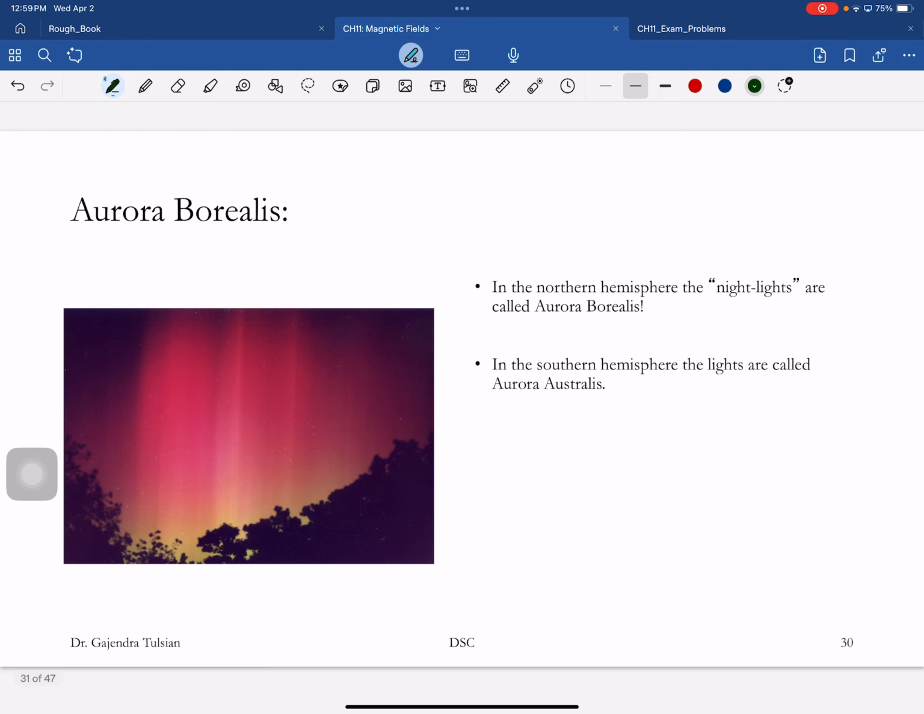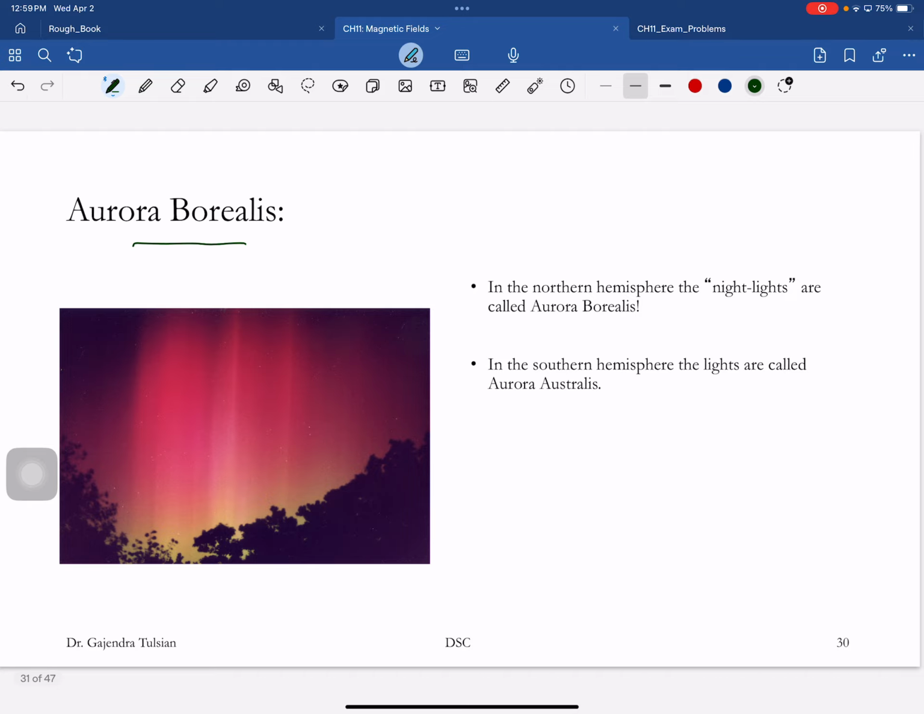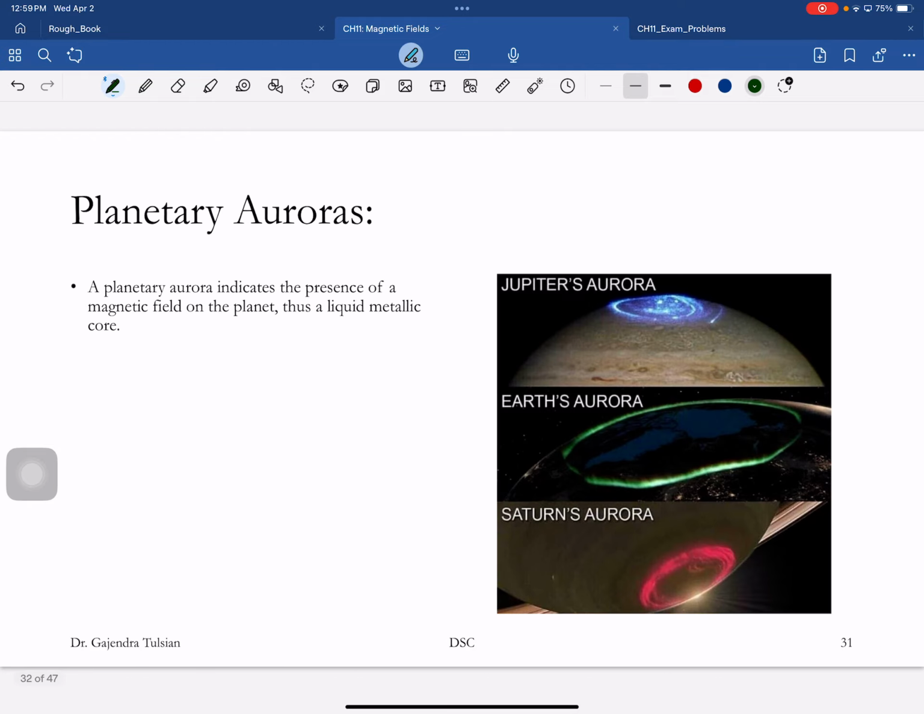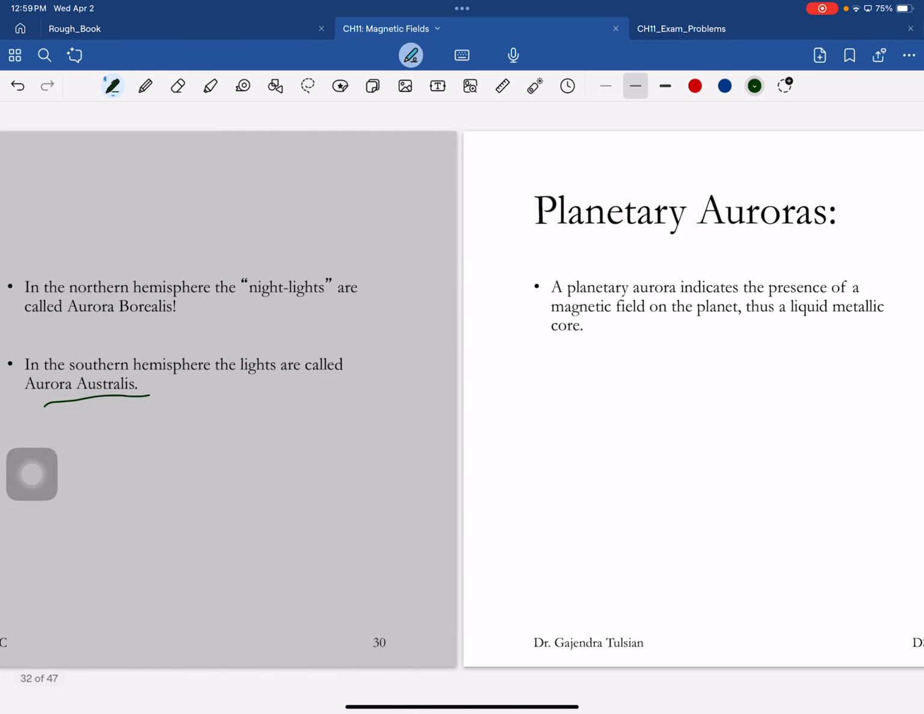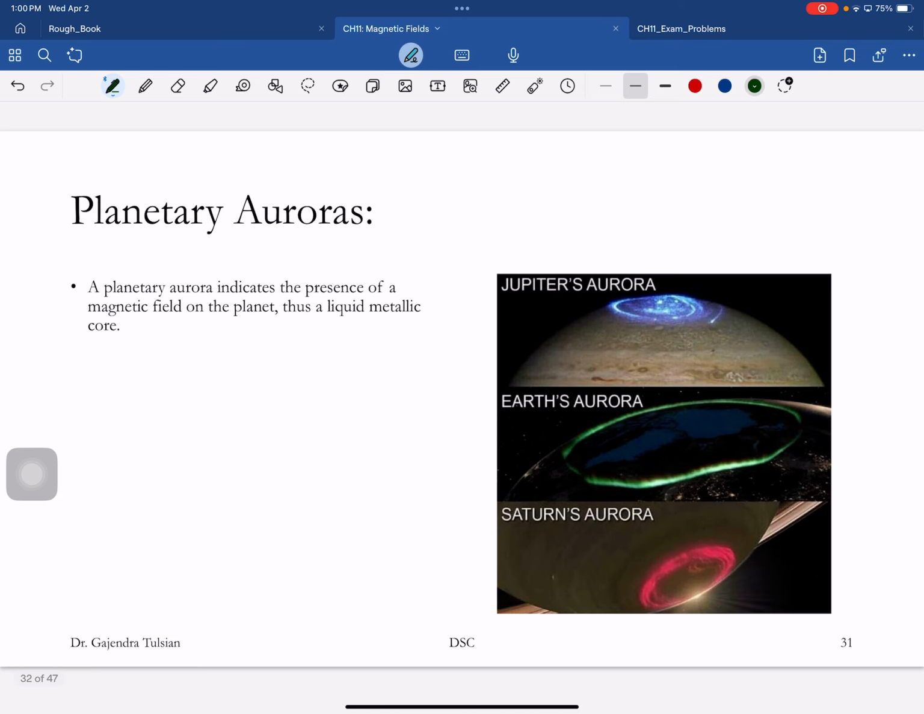So here's the beautiful thing. This is aurora borealis in the northern hemisphere, and in the southern hemisphere it's aurora australis. Look at this. This is Earth's aurora, Jupiter, Saturn.